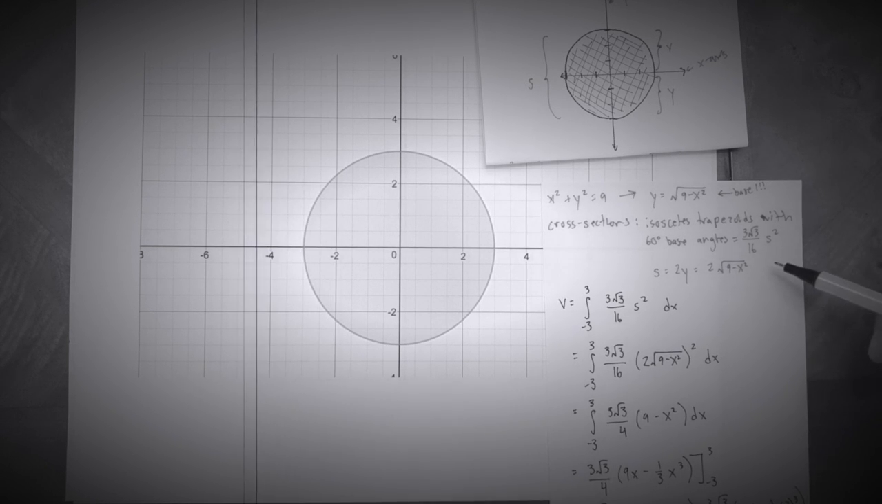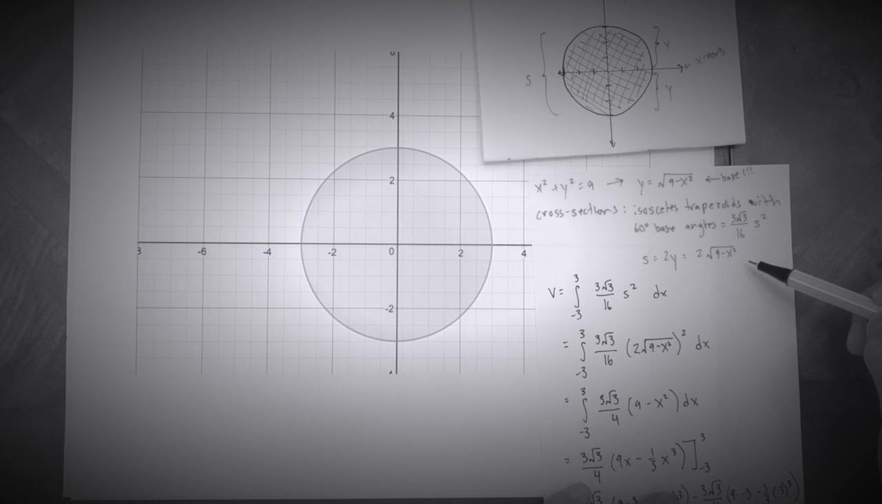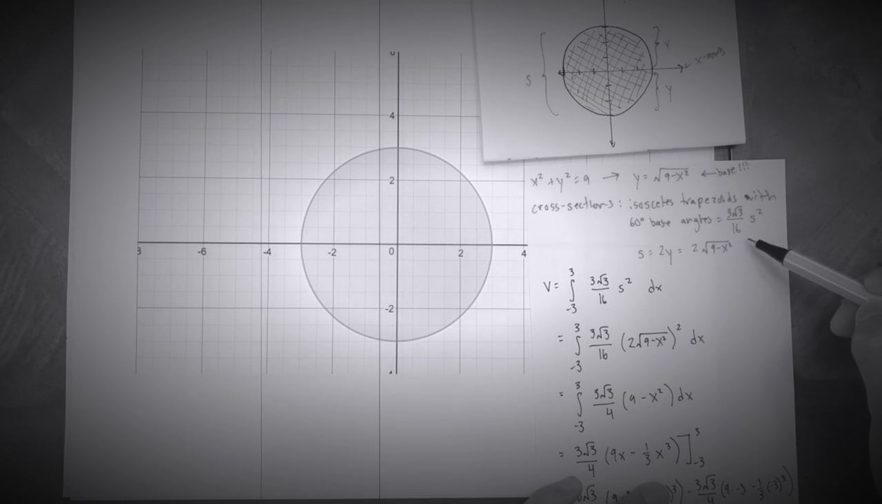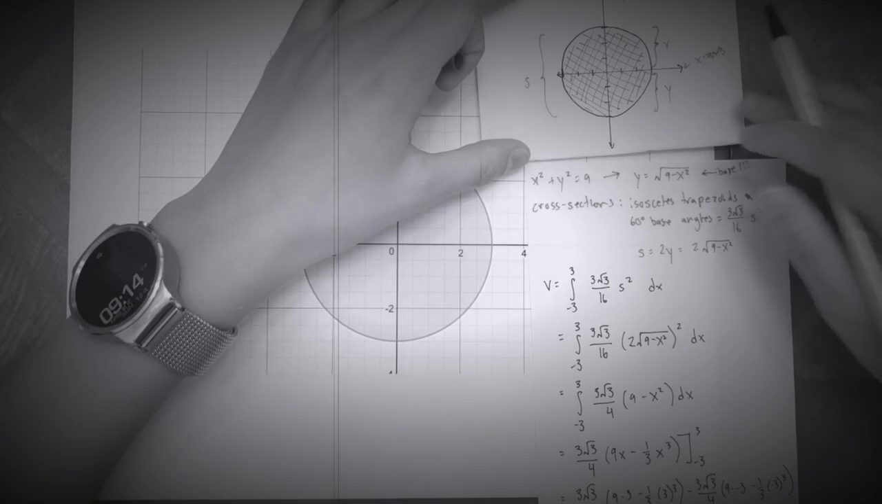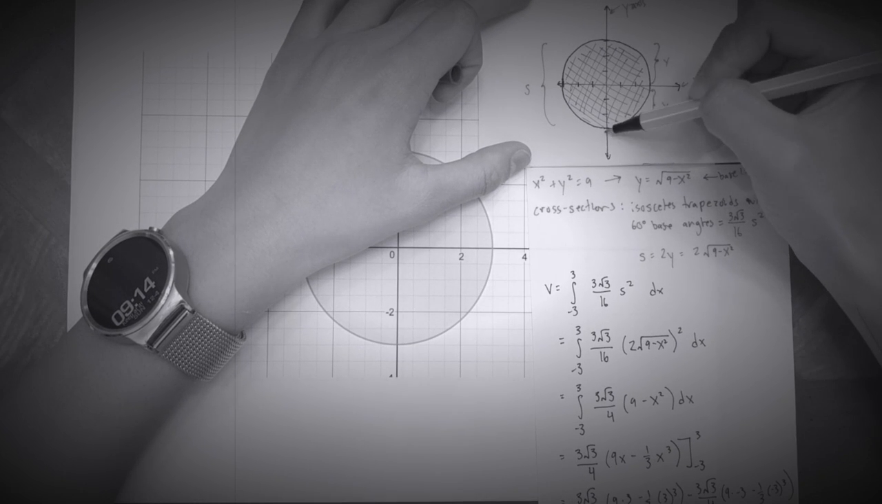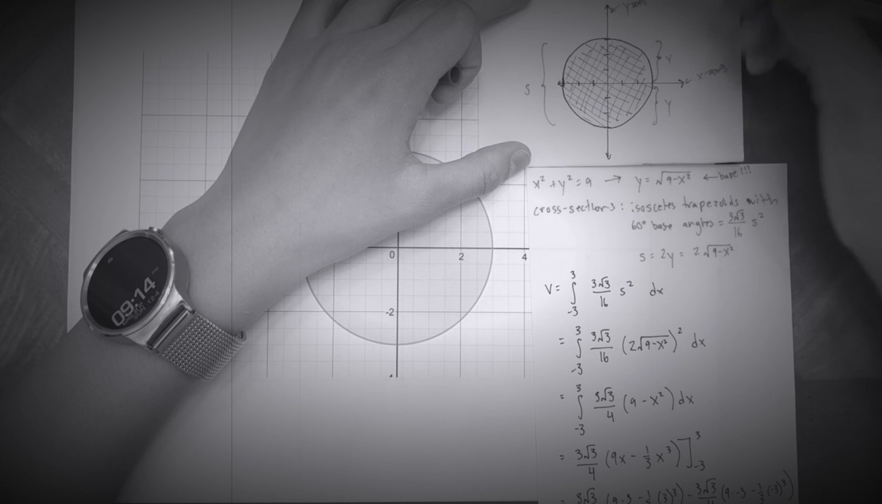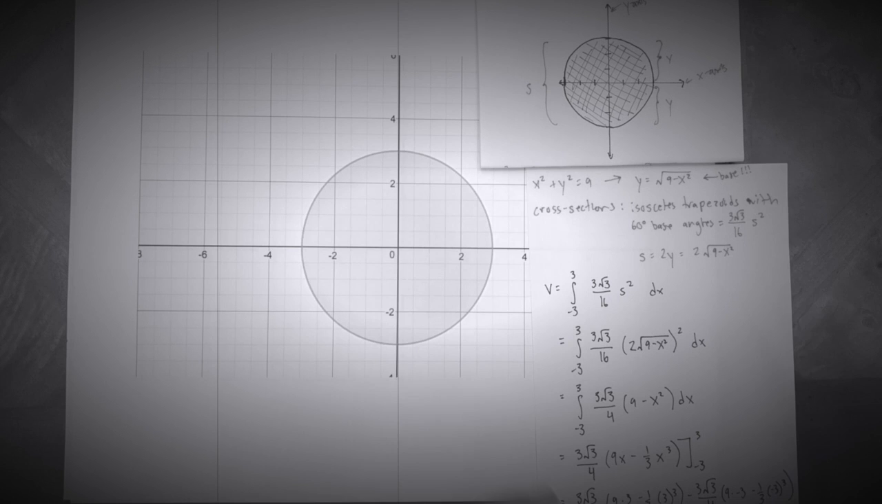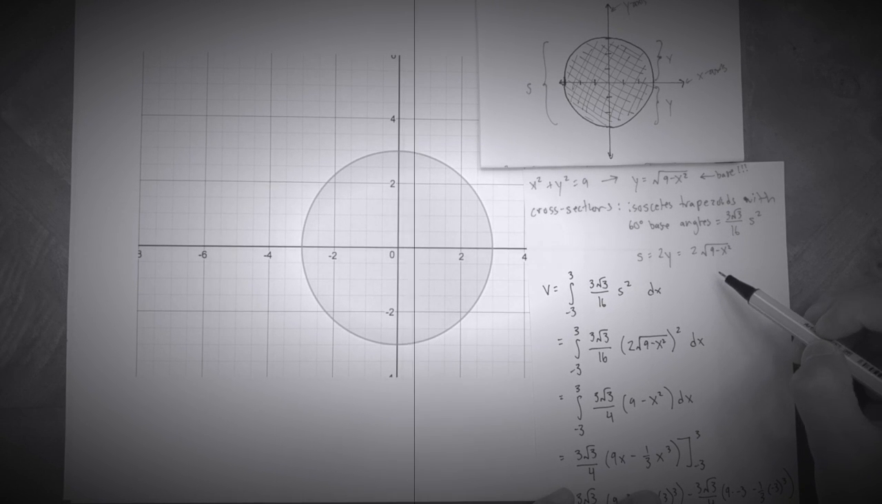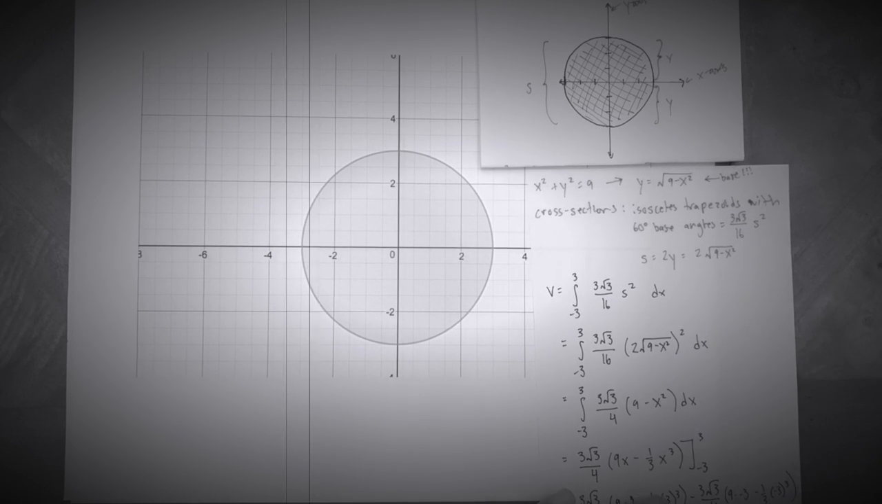So the area of an isosceles trapezoid like this is 3 square root of 3 over 16 s squared. And our s here is going to be equal to 2y, because s is the base, and it's this length right here. Here is the length of y, and it is made up of 2y, which is also equal to 2 square root of 9 minus x squared.